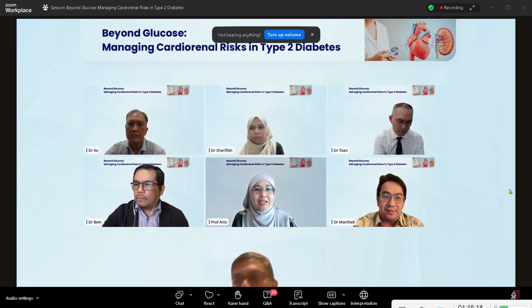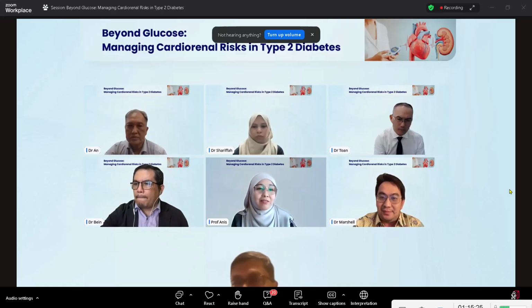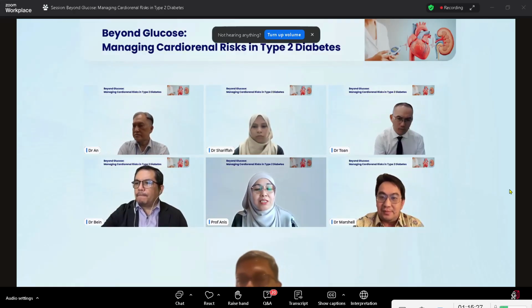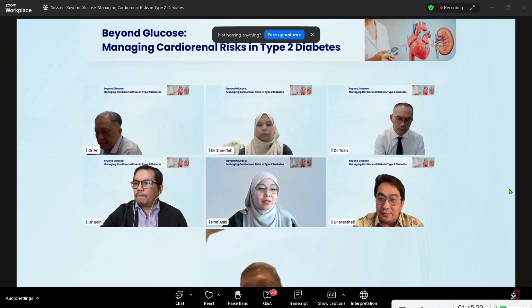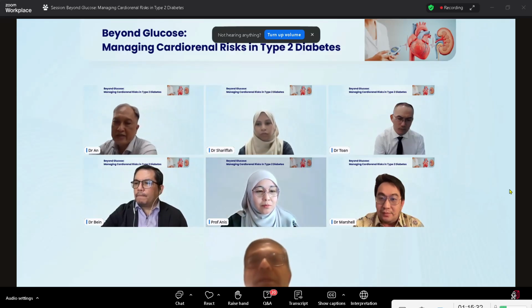And we treat them as high risk, and the targets are those for high risk individuals. So that really saves time for doctors. You know that a diabetes patient is high risk. That's the way we practice in Malaysia. Thank you.